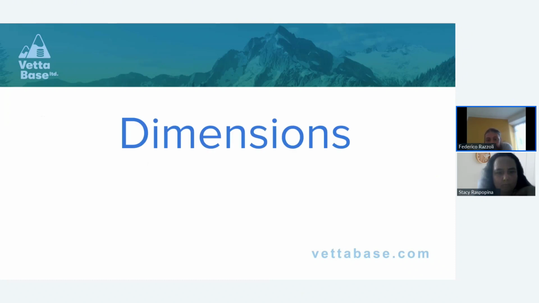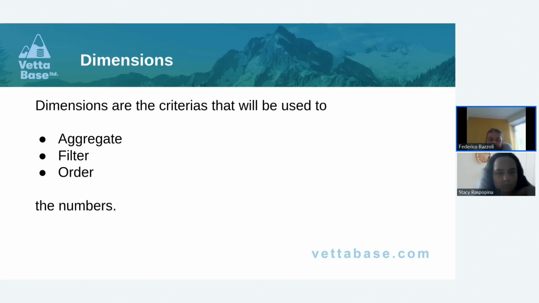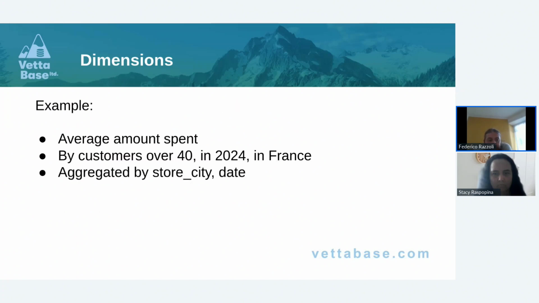And then let's see a bit more about the dimensions. As I said before, dimensions are the criteria that will be used to aggregate data, filter data, and order data. And by data I actually mean the numbers or the facts. So some examples are average amount spent, and this is the fact part of the information, right? The average amount spent by customers over 40 in 2024 in France, aggregated by store city and date.